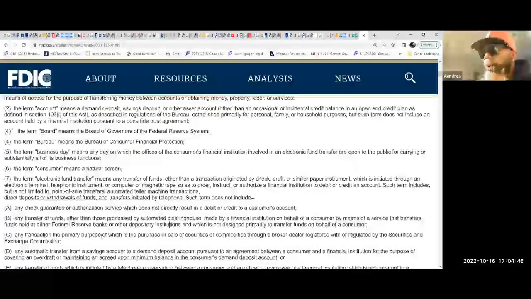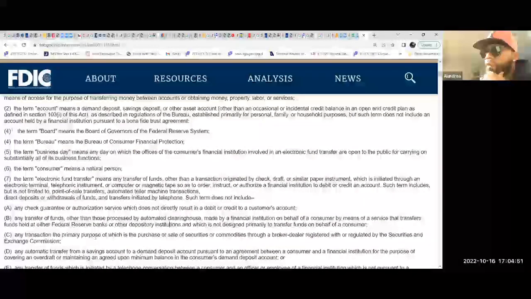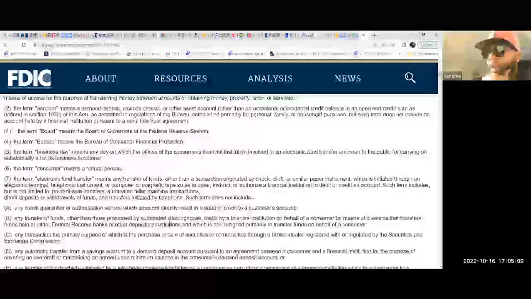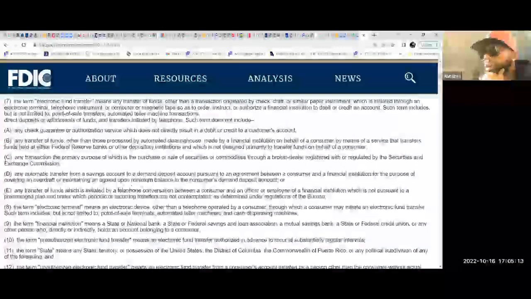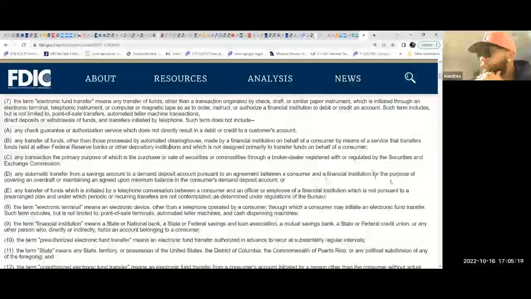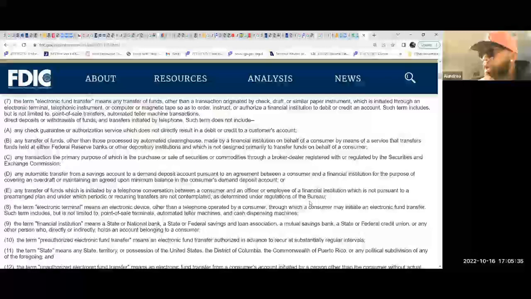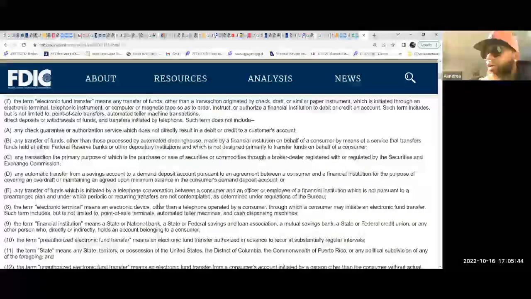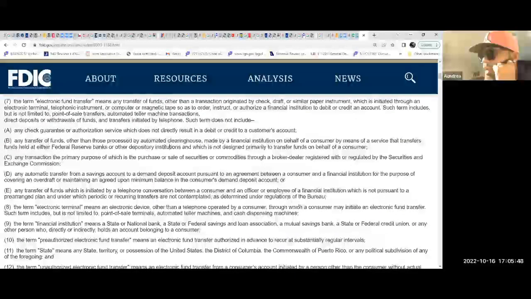Any transaction, the primary purpose of which is the purchase or sale of securities or commodities through a broker registered or regulated by the Securities and Exchange Commission, and any automatic transfer from a savings account to a demand deposit account pursuant to an agreement between the consumer and the financial institution for the purposes of covering an overdraft or maintaining an agreed upon minimum balance in the consumer's demand deposit account, or any transfer of funds which is initiated by telephone conversation between the consumer and an officer or employee of a financial institution which is not pursuant to a plan and under which periodic or recurring transfers are not contemplated, as determined in the regulations of the Bureau.